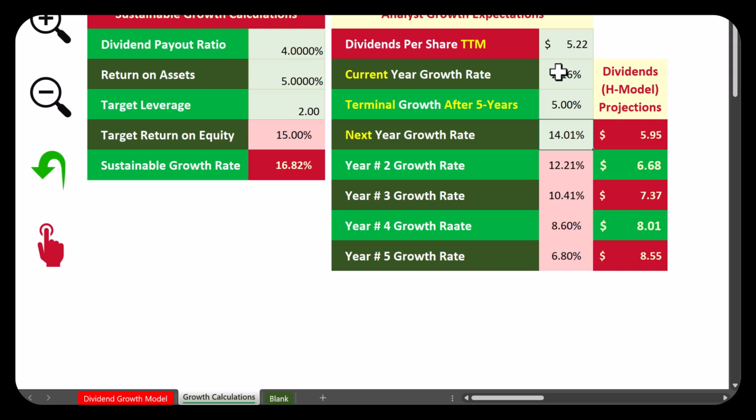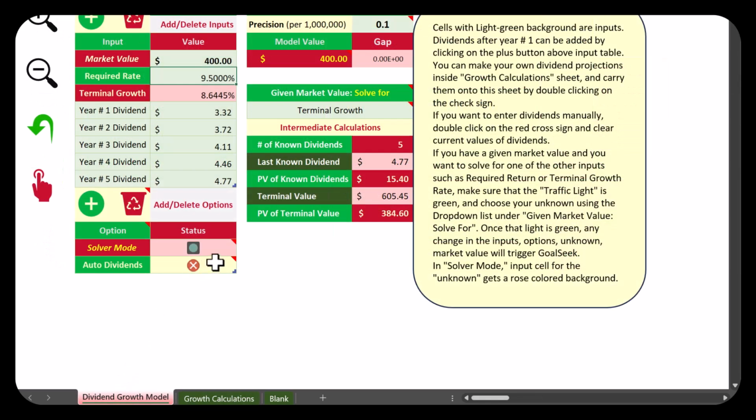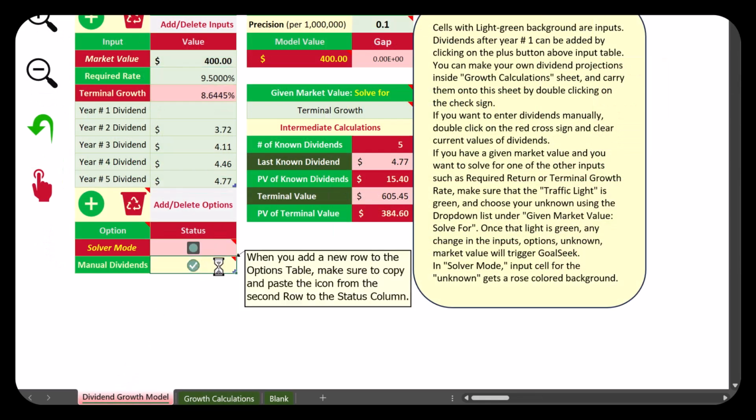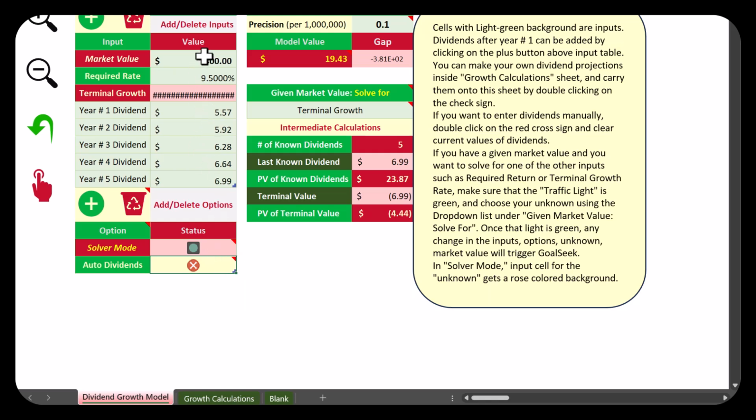I'm going to leave the terminal growth at 5. And these are the projected dividends. Let's go to the dividend growth model. To copy them, let's go back to manual dividends and enter back what you want to call the auto dividends. Let's change the value to 144.58. Since I kind of screwed this up, let's enter a number like this.